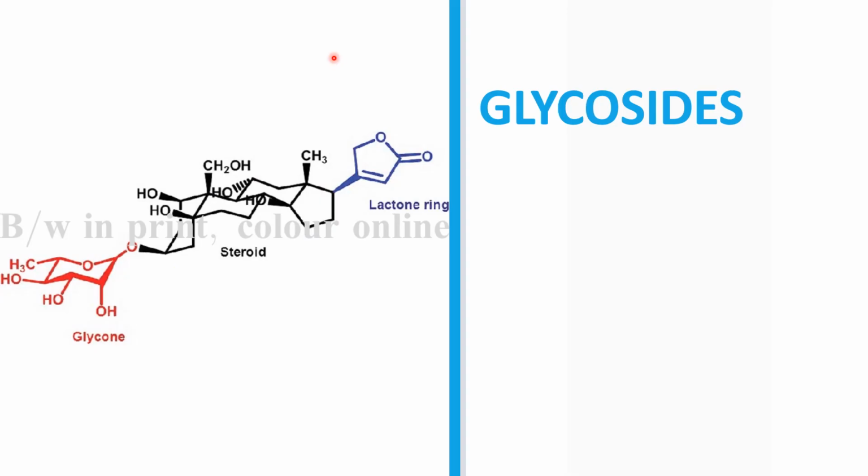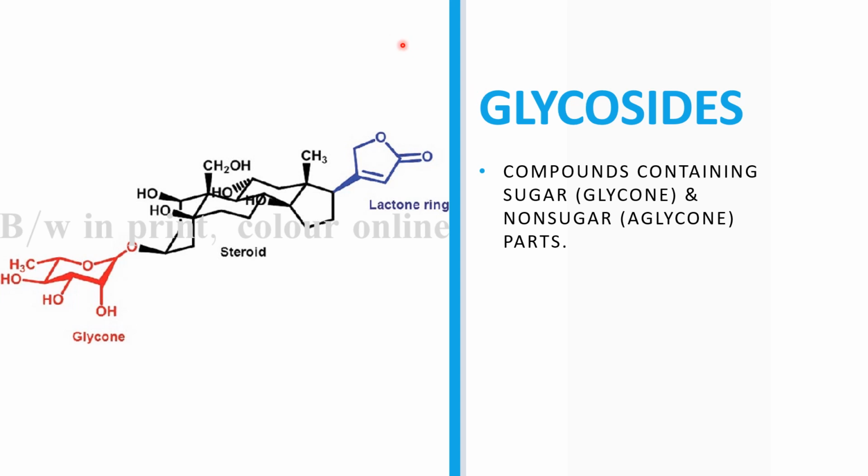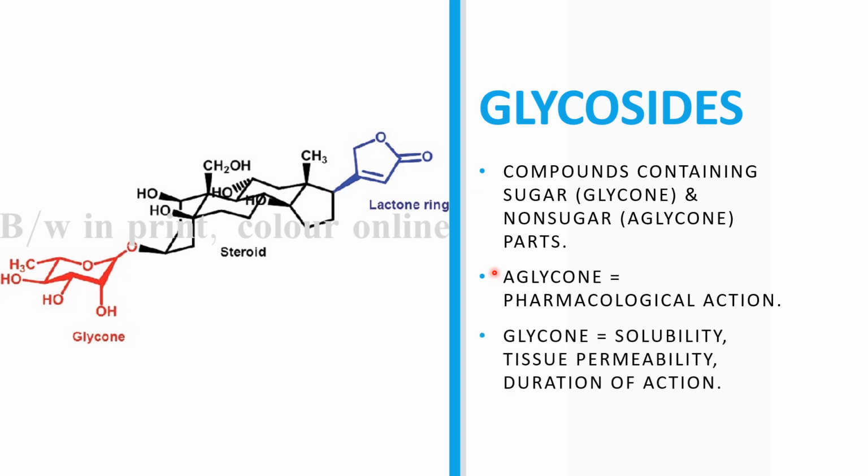Another medicinal plant principle is the glycosides. The glycosides are compounds containing sugar or glycone and non-sugar aglycone parts joined together through an ether-like linkage. The pharmacological action is in the aglycone or the genin part, and the glycone or the sugar part determines its solubility, tissue permeability, and duration of action of the aglycone. On acid or alkali and enzyme hydrolysis, the glycoside breaks into two parts.